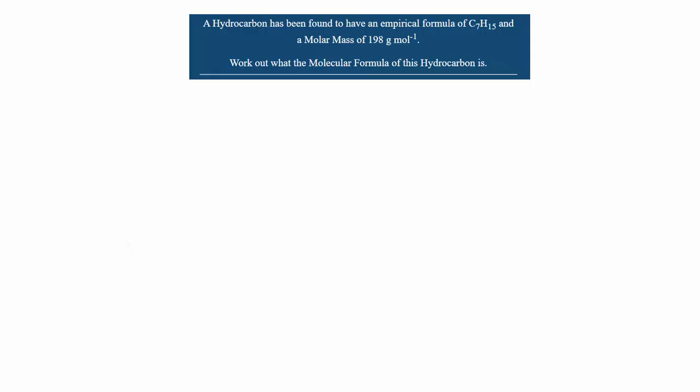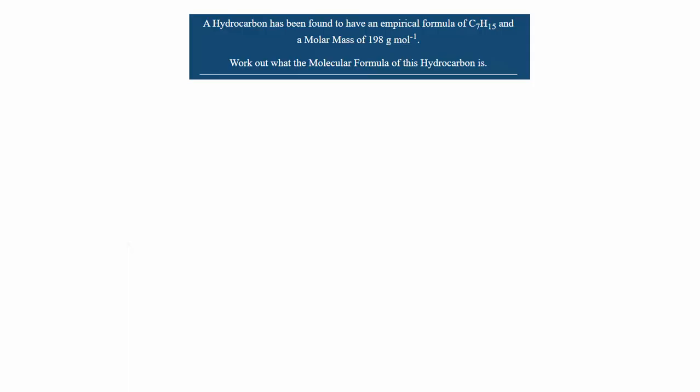Well, looking at this, I recall that the empirical formula is the simplest, and some people would say the smallest, whole number ratio between the atoms of each element present in the compound. And that's what we've been presented, C₇H₁₅. And the molecular formula is the formula that shows the actual number of each atom of each element present in the compound. And we've been told that is 198 grams per mole. So what's the difference between the two?